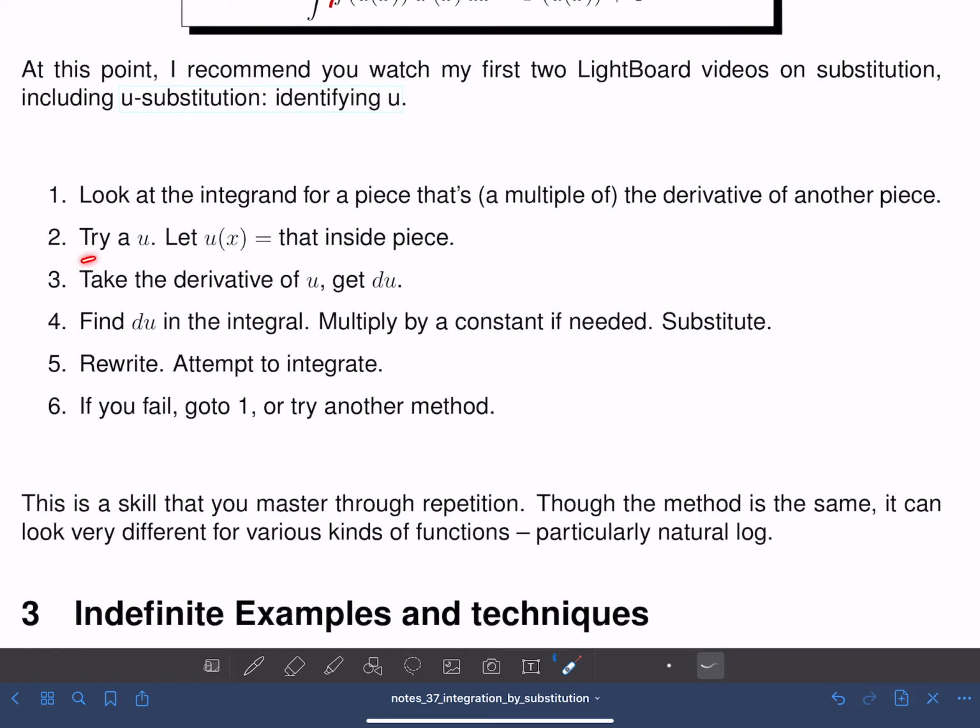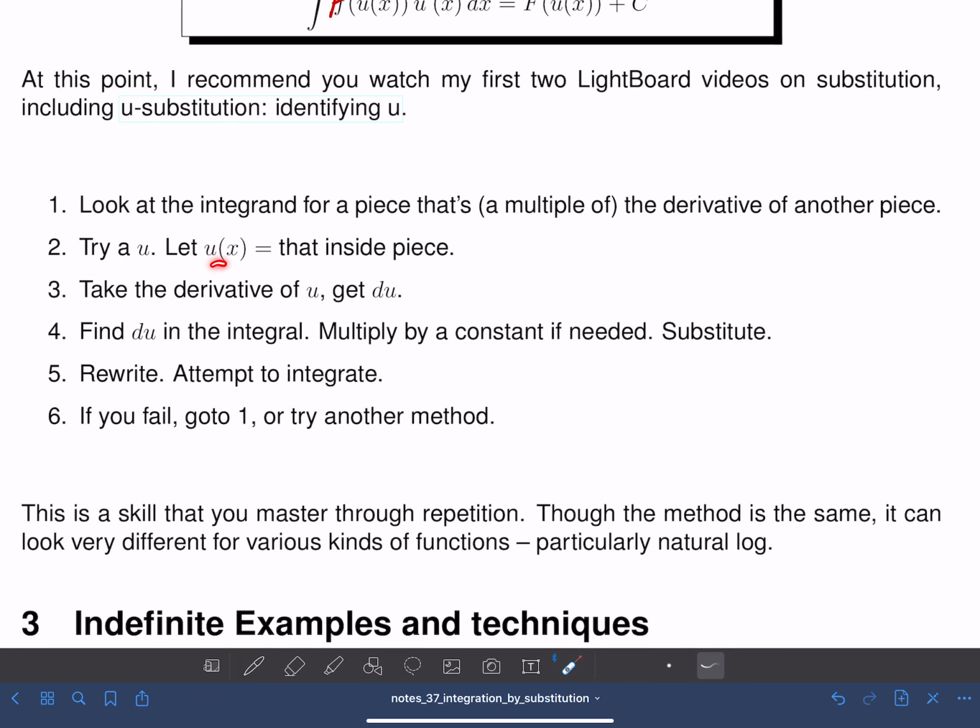And then I say try a u. What we're going to do is let u of x be equal to the inside piece. And we'll get some examples down below here. Again, if you watch this video, you'll know exactly what I'm talking about. We need to take the derivative of u and get du. And we'll have some practice on that down below. Find du in the integral, multiply it by a constant if it's needed, and substitute. So then that transforms, and now the integral should be simpler at this point. And then we'll rewrite and attempt to integrate.